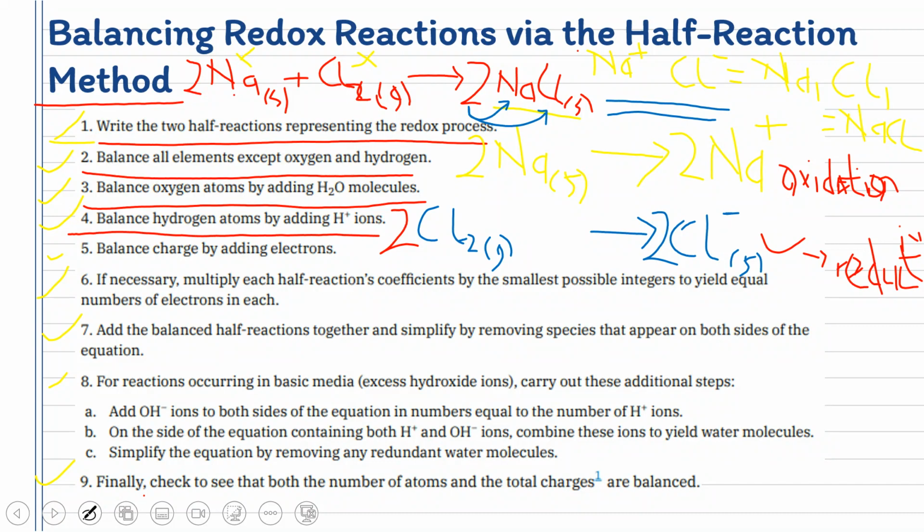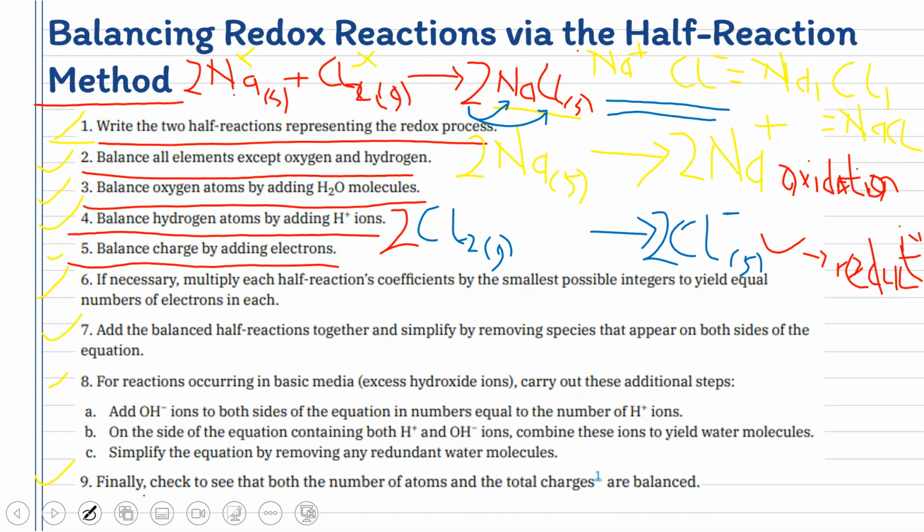Step 5 says to balance the charge by adding electrons. So step 5 is telling me to look at the charges. If I look at the charges, and let's say there's a charge on the left hand side and a charge on the right hand side, it's not the same. I need to balance it out. How do I balance it out?